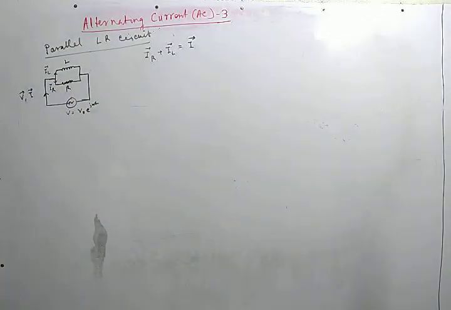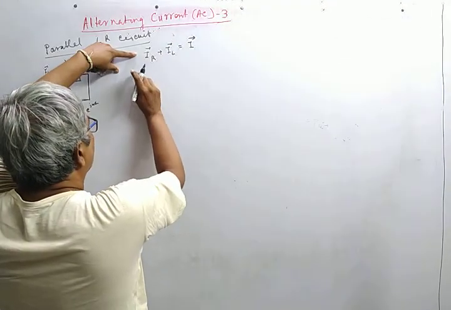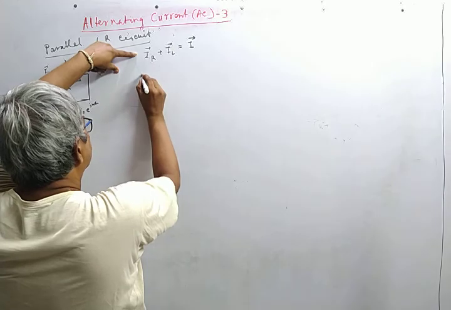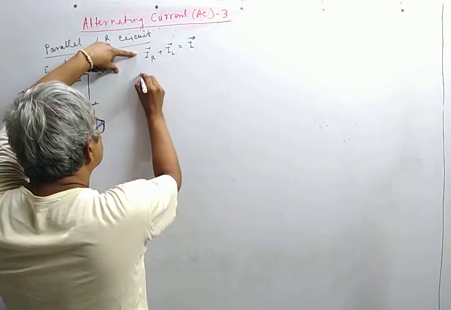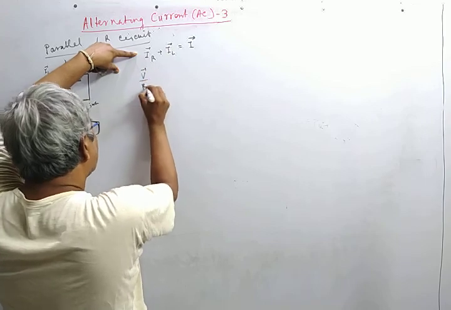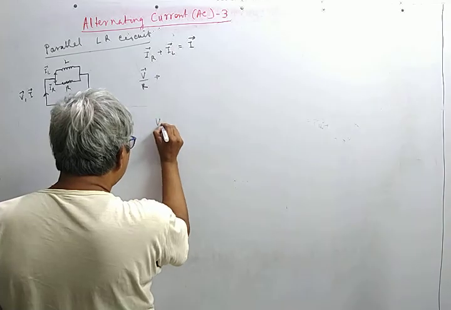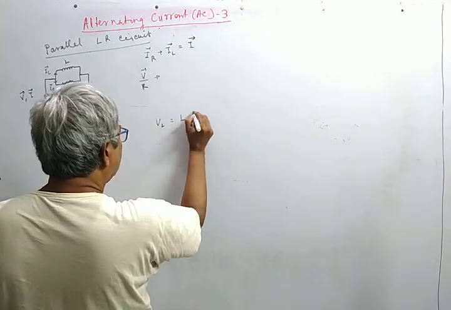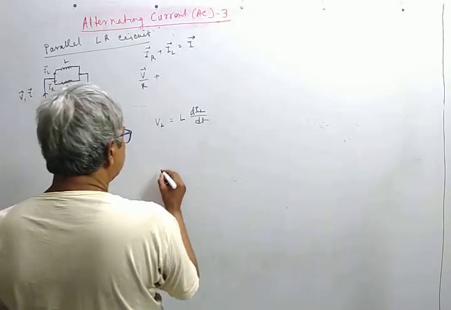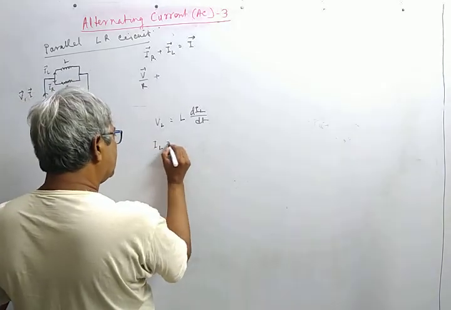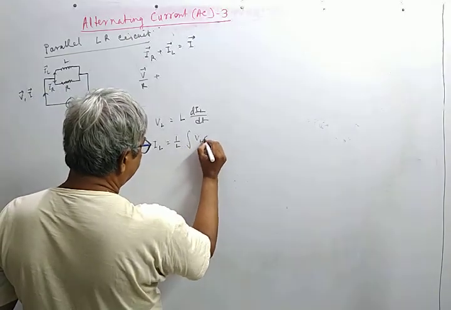Now we know that I_R is V by R, and for the inductor we know that V_L is equal to L d I_L by dt. So if we invert it, I_L is given by 1 by L integration of V_L dt.